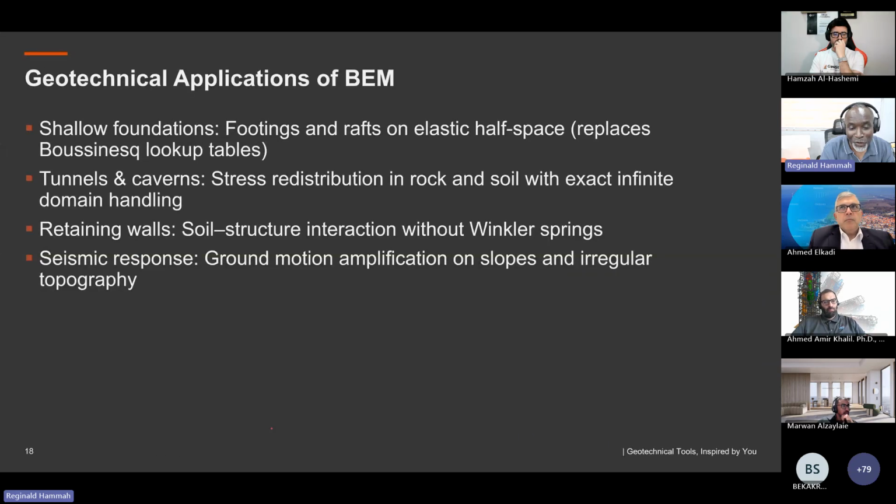We can apply them to shallow foundations, tunnels and caverns, retaining walls, seismic response. Very broad applications for the boundary element method.